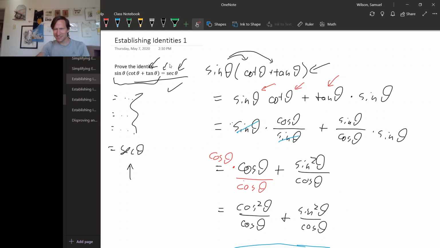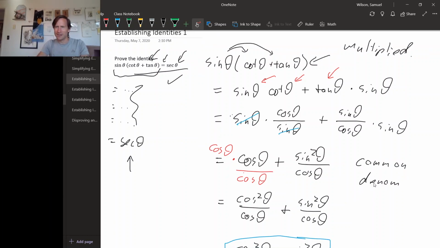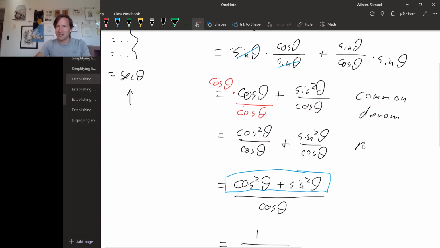All right, so the tricks that we used here were that we multiplied everything out, we made a common denominator, and we used a Pythagorean identity. Those are the tricks that we used here.